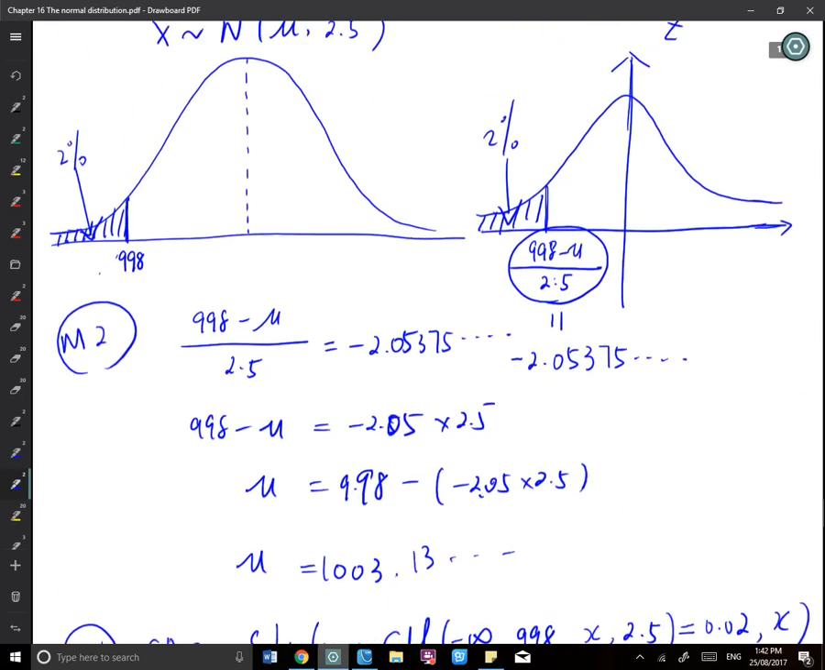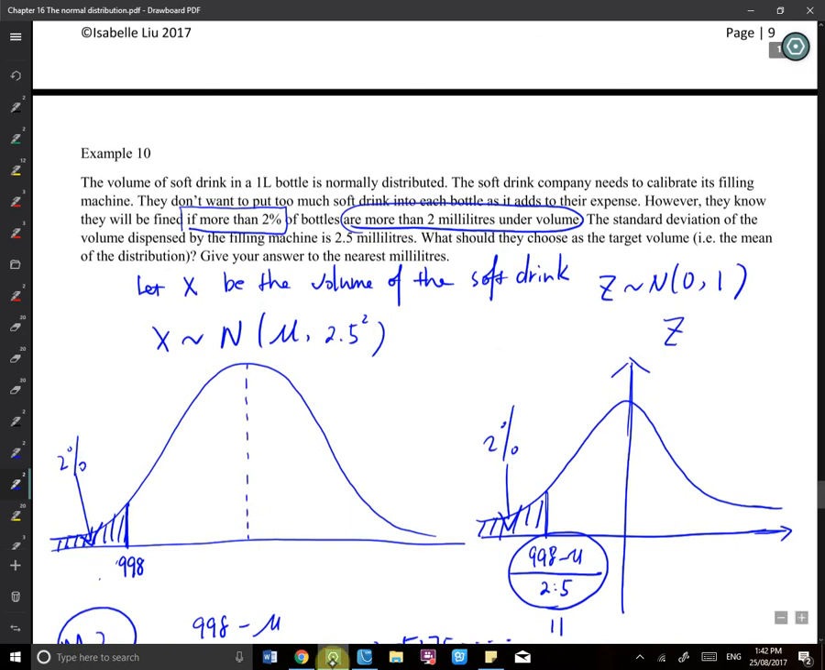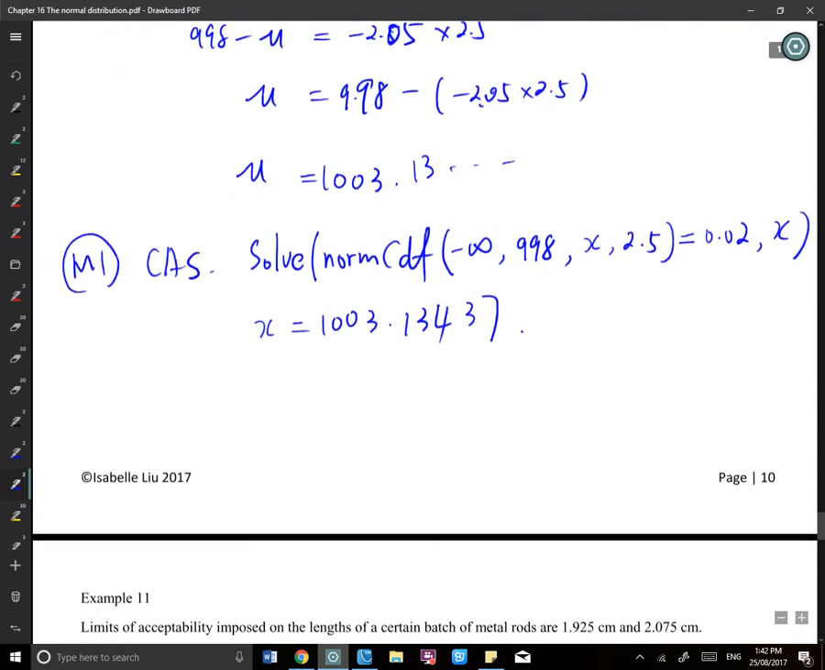But have a read of the question. The question says, what should be the target mean of the distribution? Answer to the nearest millimeter. What should the answer be?